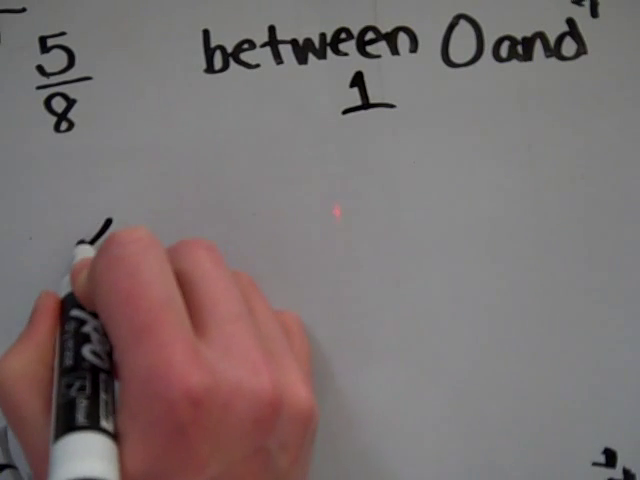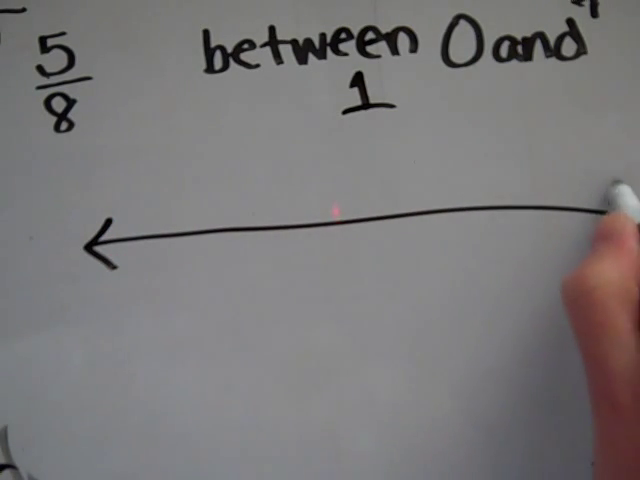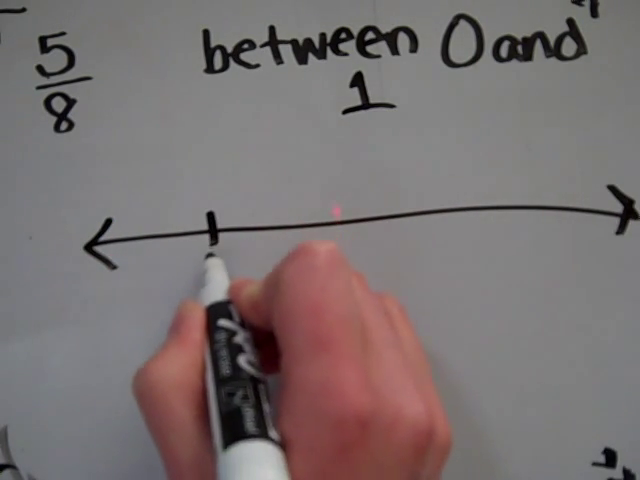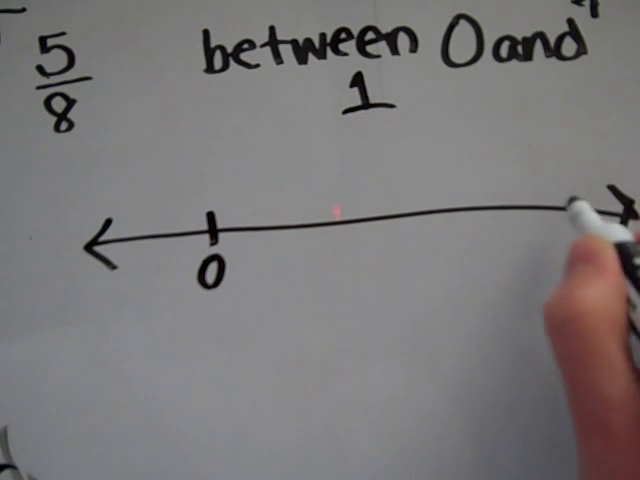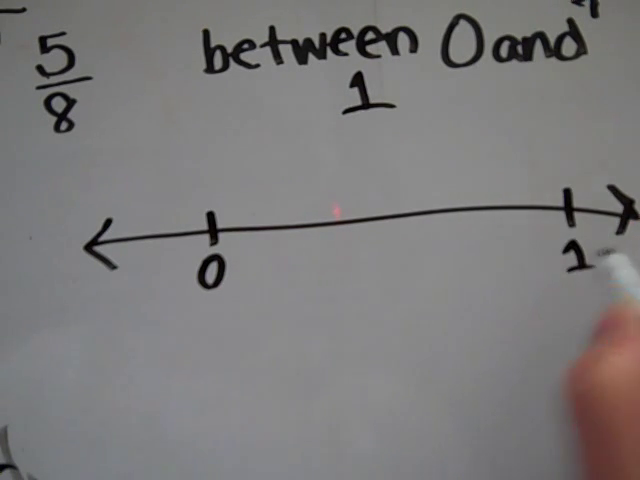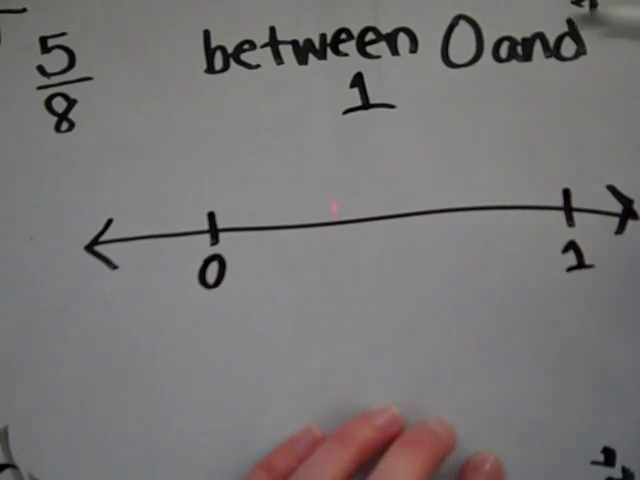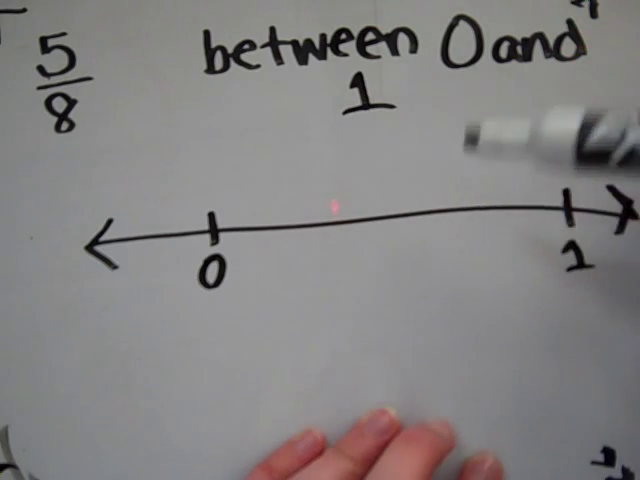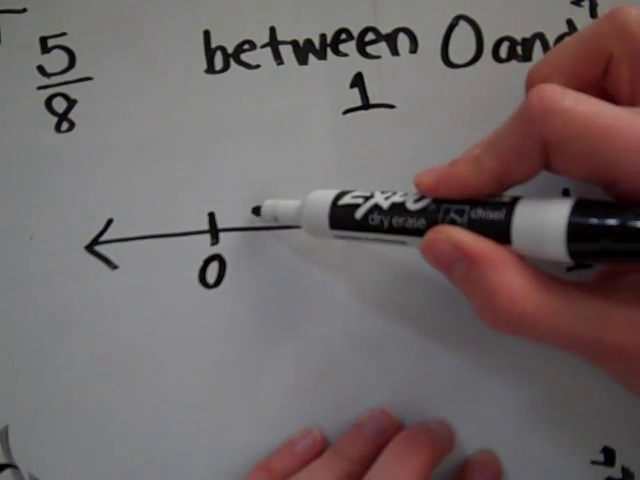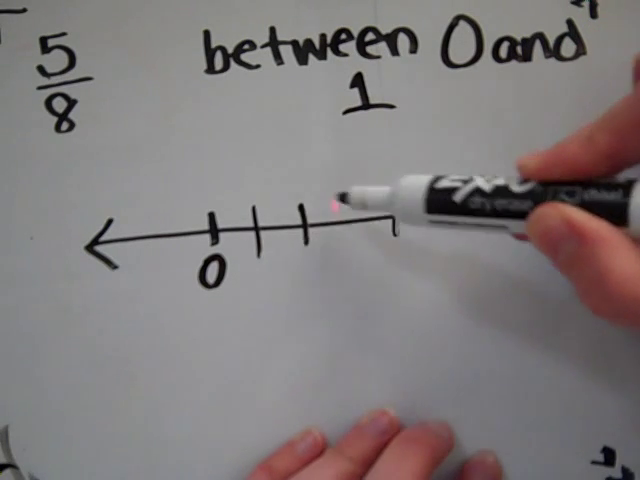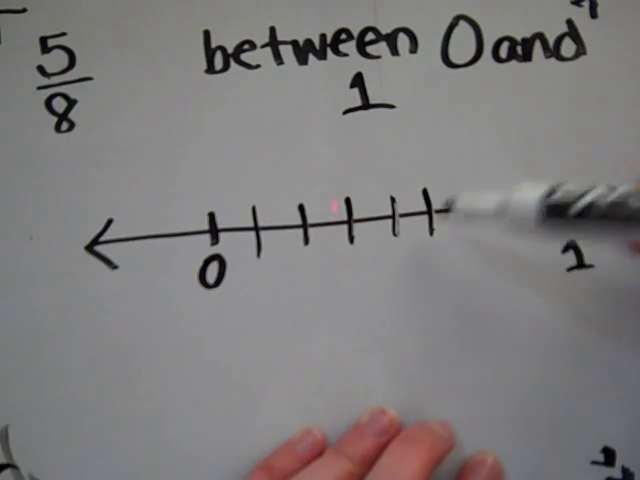Now, we draw our number line. Say we have 0 here and 1 is over here. The way we put this on the number line is we mark off 8 spaces. It's 8 spaces because the denominator is 8. So this would be 1/2. So we have something like that.